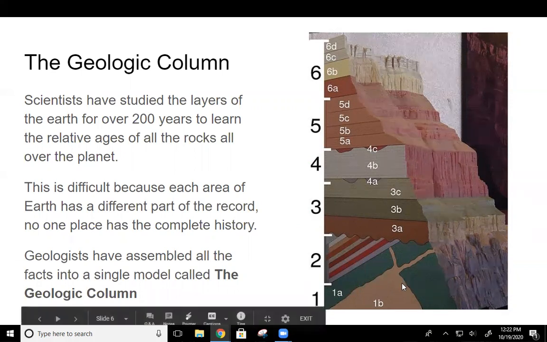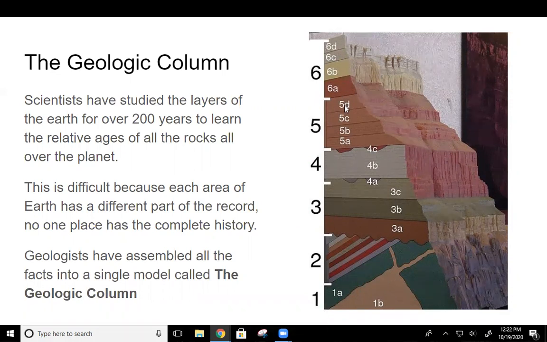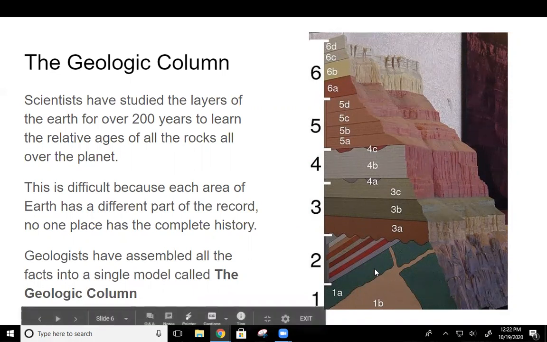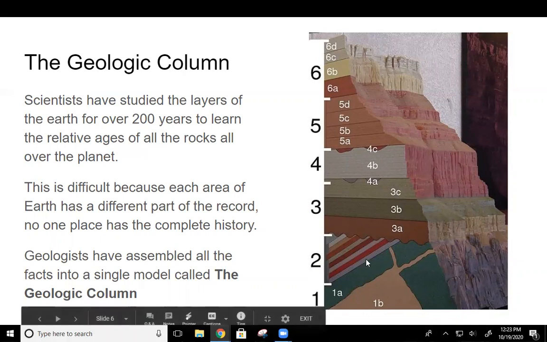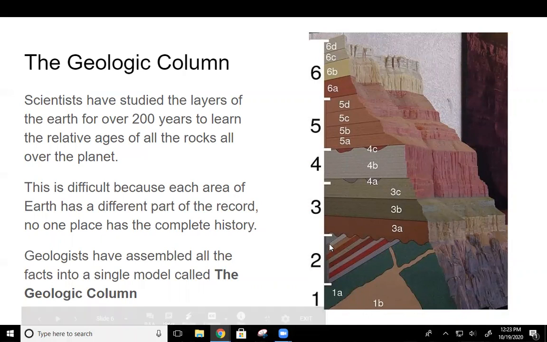The Grand Canyon has 6 distinct layers, all of which are broken up into sublayers. You can see 1, 2, 3, 4, 5, and 6. This represents several 100 million years of Earth's history. What's going on with layer 2 here? Anyone want to take a guess as to what's going on with layer 2? It looks like it's sideways, right?